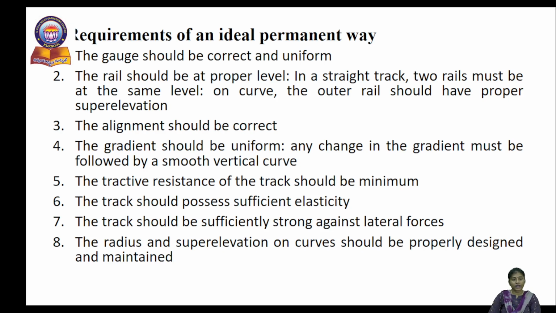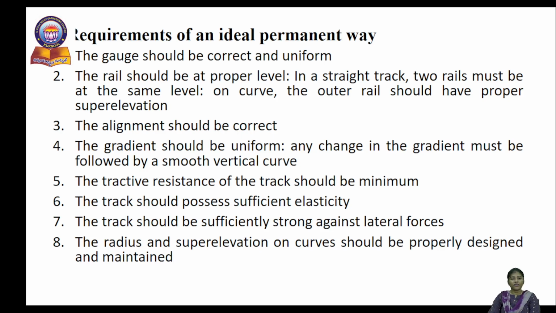Next is the requirements of an ideal permanent way. What are the basic requirements of the ideal permanent way which we provide for the movement of trains? We have seen gauge length, the inner to inner distance between two successive rails. That gauge length must be correct and uniform throughout the railway track. Rails should be at proper level. On a straight track, both the rails must be at the same level. In the case of a horizontal curve, you need to provide super elevation on the outer rail properly.